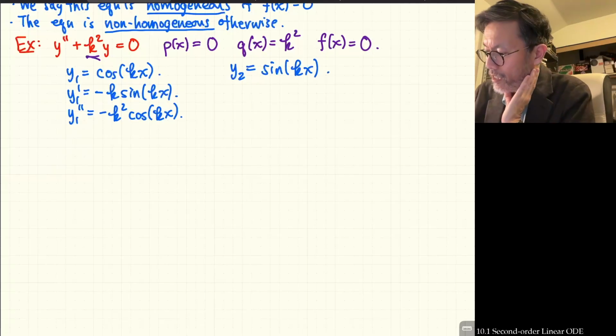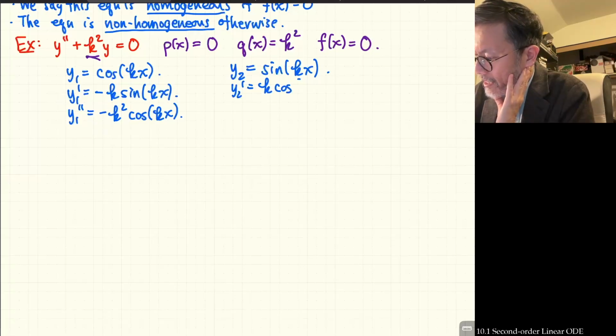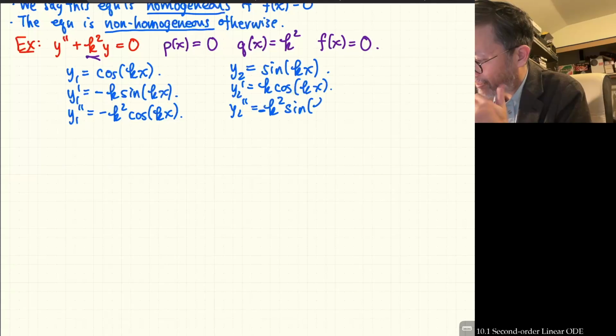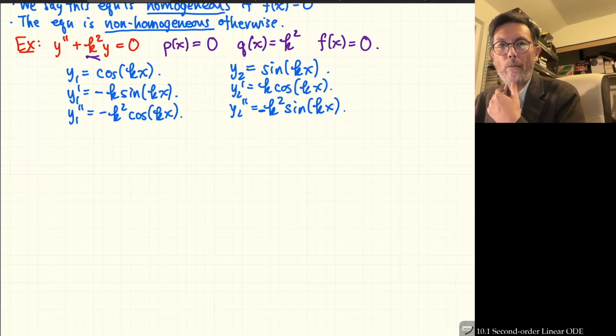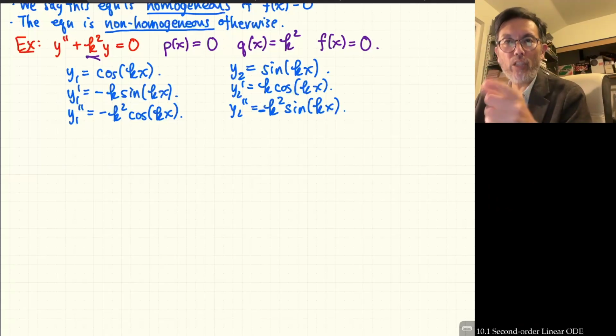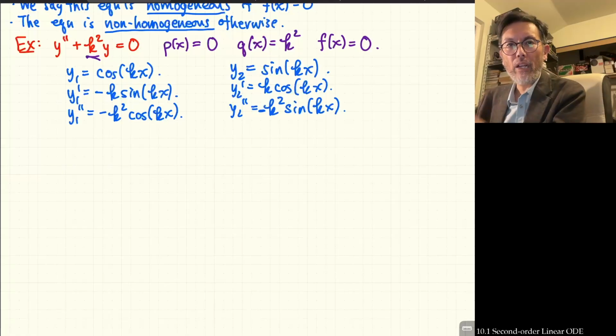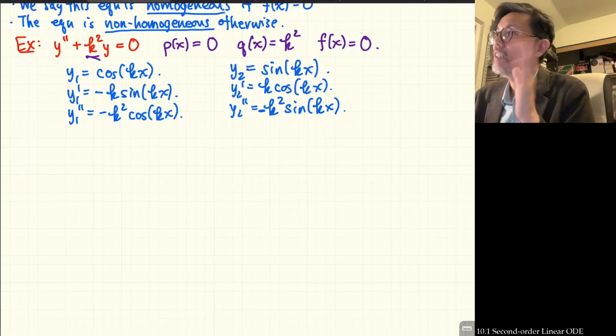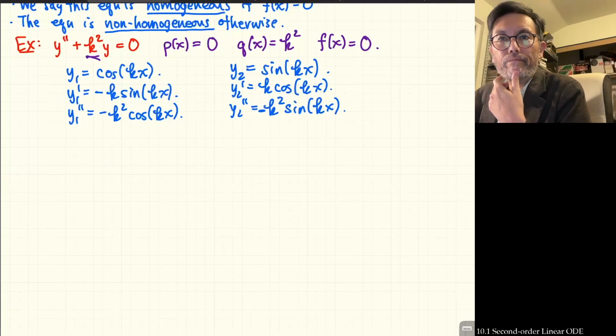Let's just track. What's y sub 2 prime? k times cosine kx. y sub 2 double prime is, with a negative sign, negative k squared sine kx. Yeah? And this again is a solution. Make sure you see that. When you plug y2 into the differential equation, it again satisfies it.